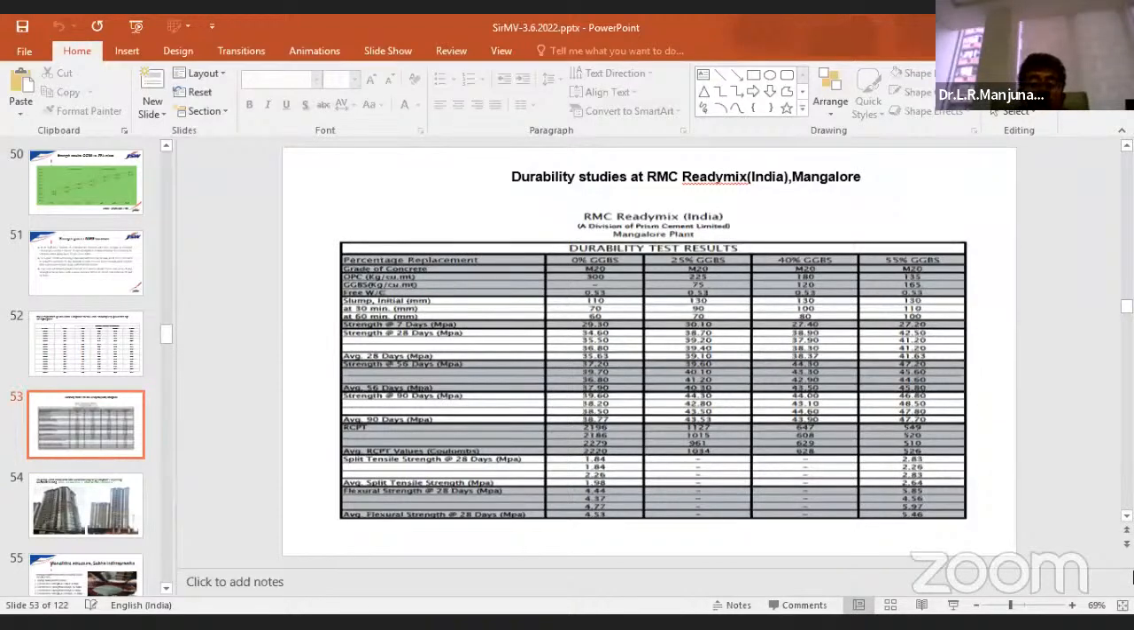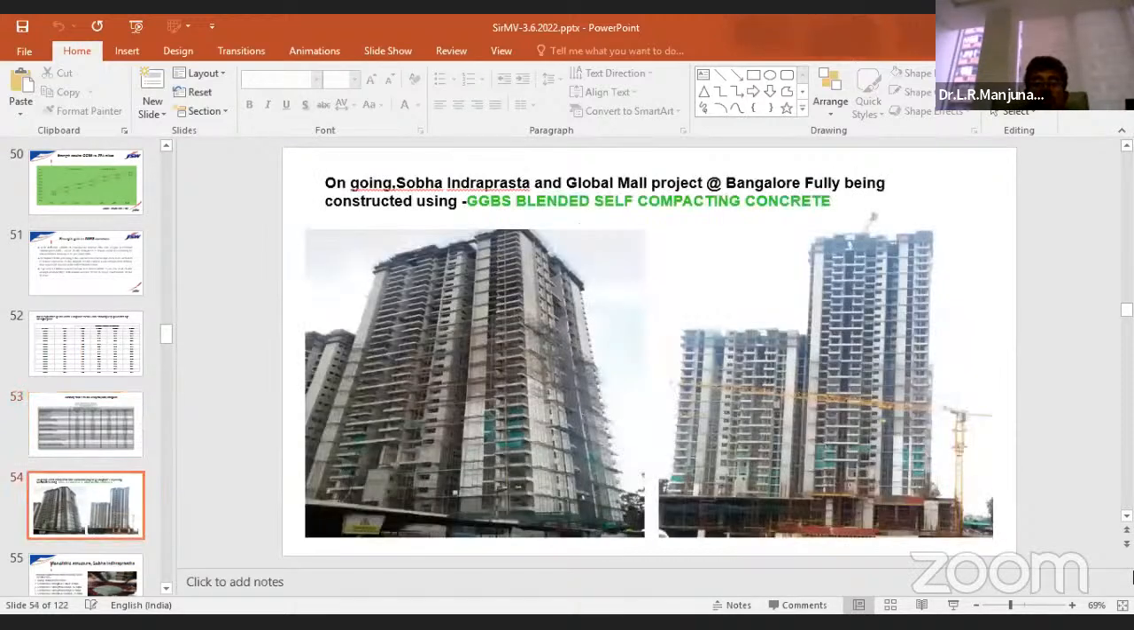There's also improvement in tensile strength from 1.9 to 2.64, and flexural strength from 4.77 to 5.97. These are the various advantages of using GGBS. So many buildings have been done. This is one high-rise building which has been completed by Shobha, the Indraprastha project at Bangalore.